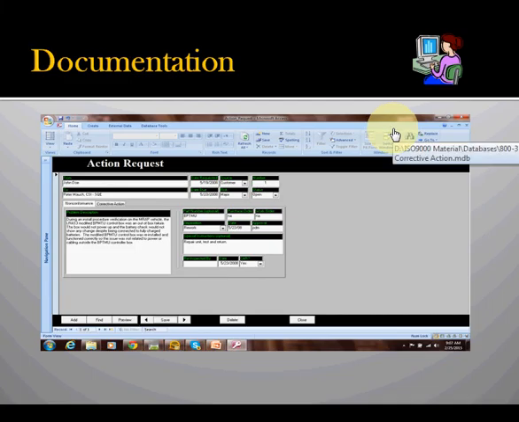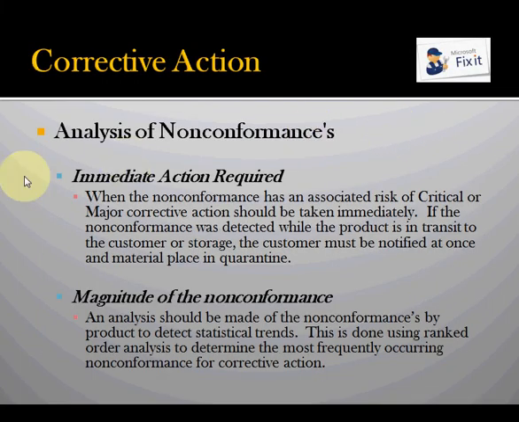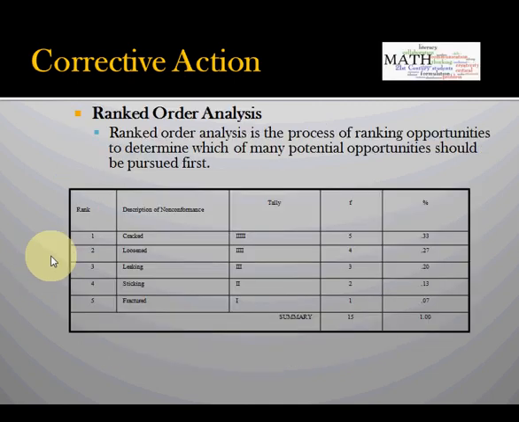Now, nonconformances, corrective action. Immediate action is taken when it's critical or major. You have to take care of it now. If you discover it while it's in transit, you have to notify the customer or the storage point that it's going to. The second time we do corrective action, a lot of people forget this, is magnitude. How often does the nonconformance occur? What's the frequency of occurrence? So to do that, we have to do rank ordered analysis.